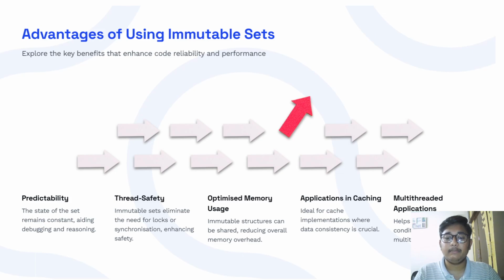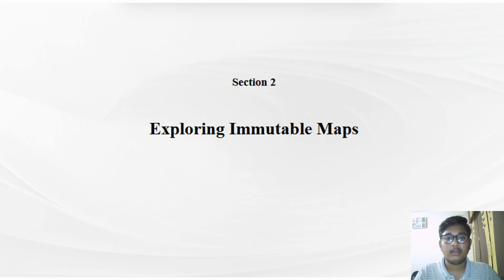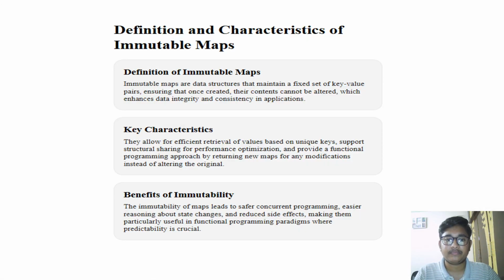Ideal for blockchain implementation where data consistency is very crucial. Multi-threaded applications help prevent race conditions. Now let us discuss section 2, exploring immutable maps.